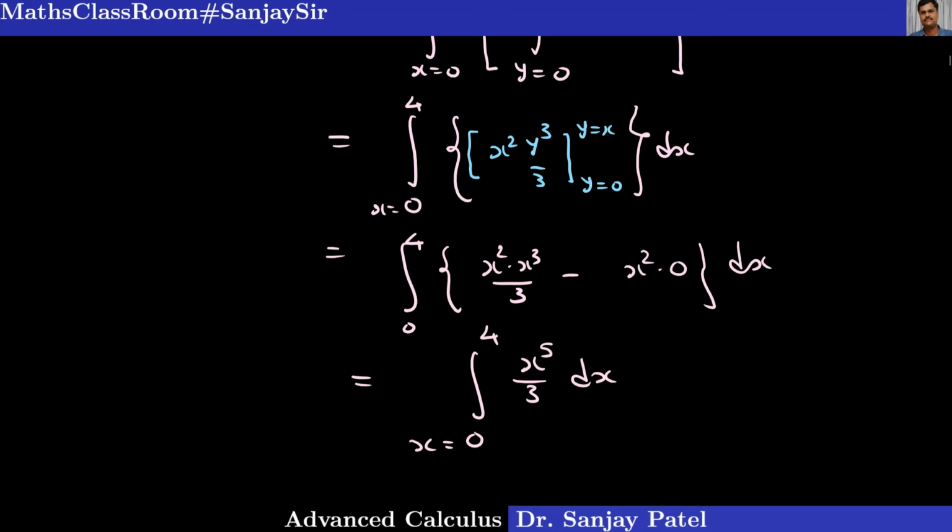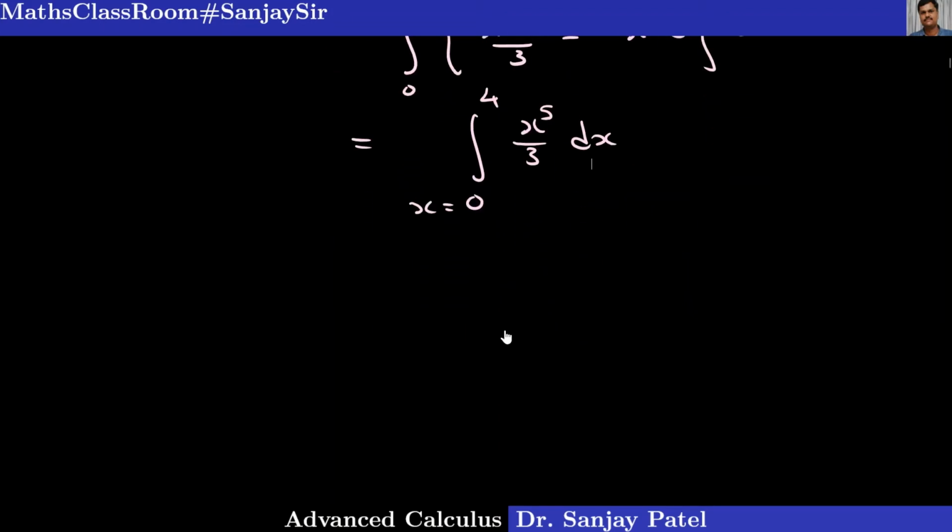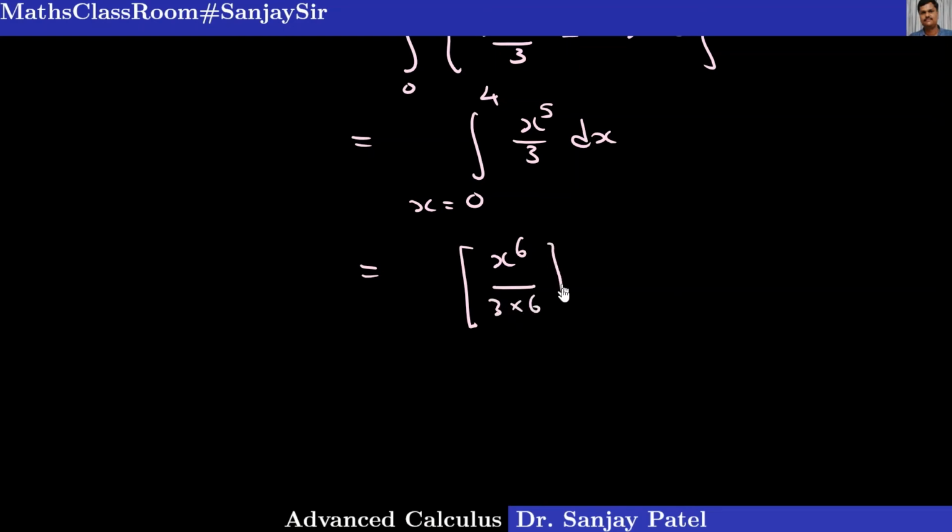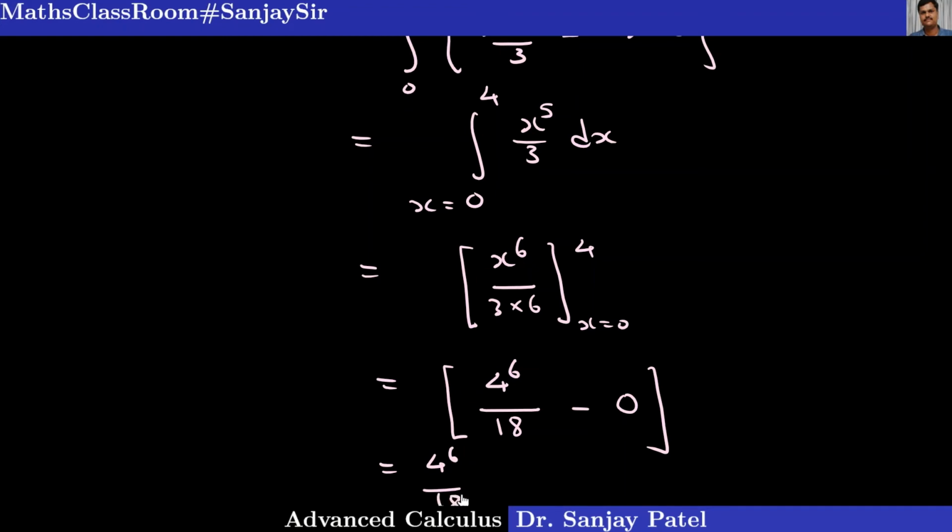So it is a simple integral of our higher secondary course of one variable, which you can write immediately as x to the 6 upon 6, and 3 is there, and the limits of integration are 0 to 4. So this is equal to 4 raised to 6 upon 18 minus 0. Okay, so this is the value of this integral. So the final answer is 4 raised to 6 upon 18.